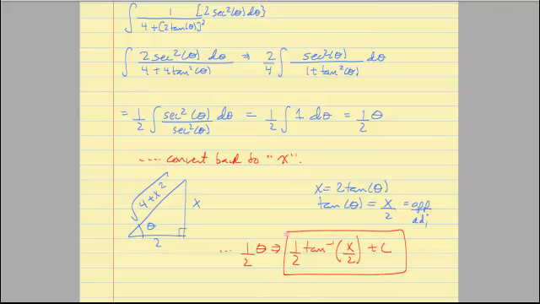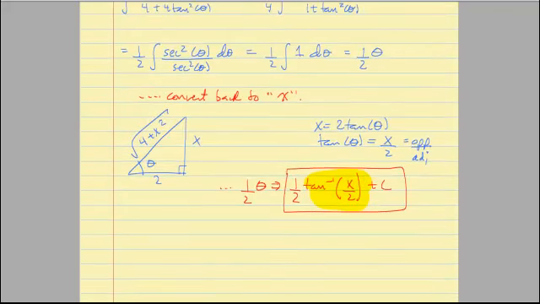Now remember, this value right here means what angle has a tangent of x over 2. And from looking at the triangle, you'd say, oh, that's easy enough. That's theta, which has a tangent of x over 2. So that would be a solution. There's other solutions here as well. I could have 1/2 inverse sine. Remember, sine is opposite over hypotenuse. x over root 4 plus x squared plus c. That would be a solution.